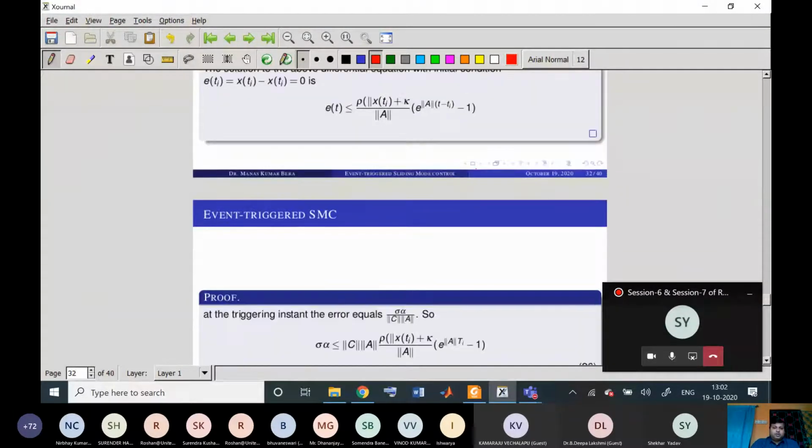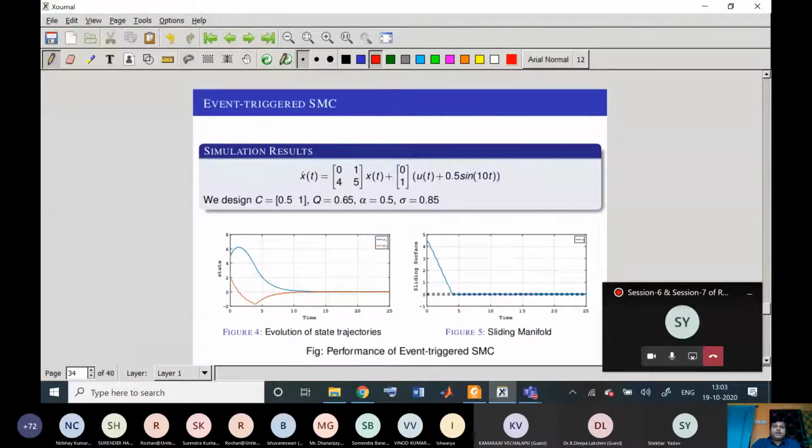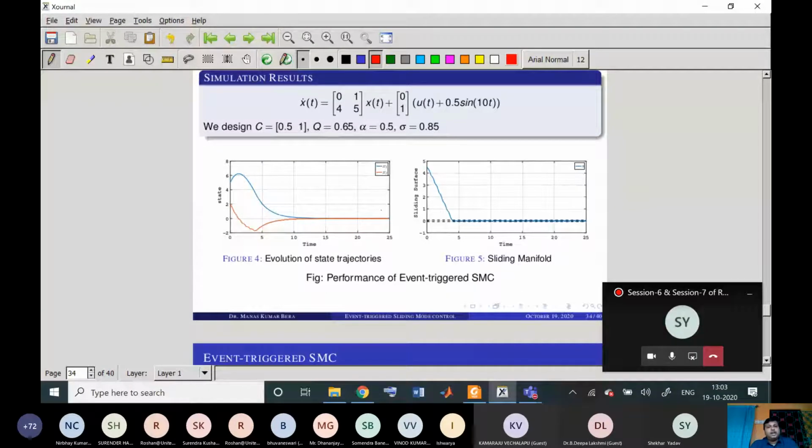So now we have in fact simulated a system x dot of t equal to 0, 1, 4, 5 x of t. This is a linear system with a disturbance, and it has been observed that both the states are converging to 0, but they are inside a band. If we zoom in, you can see it, and this is visualized in the sliding surface.